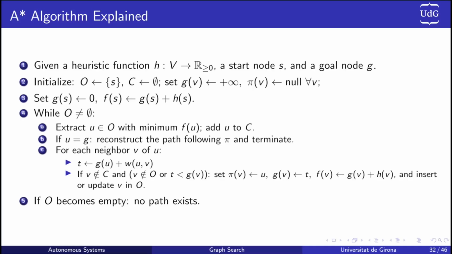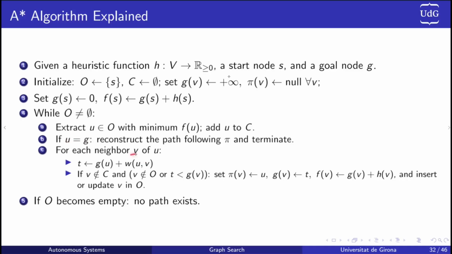But the algorithm follows almost the same flow as Dijkstra. We extract u from the open set, and we use as a key, instead of the one that has the minimal cost, the one that has the minimal f. We put it to C, but taking from here or removing, it's almost the same. If this is the goal, we are done. We can just reconstruct the path using the pi function.